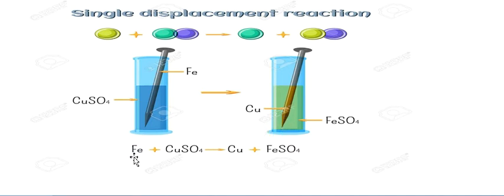The reaction is like this: Fe plus CuSO4 gives Cu plus FeSO4, because iron is more reactive than copper. Therefore, iron has displaced the copper from the copper sulfate solution and it becomes iron sulfate.